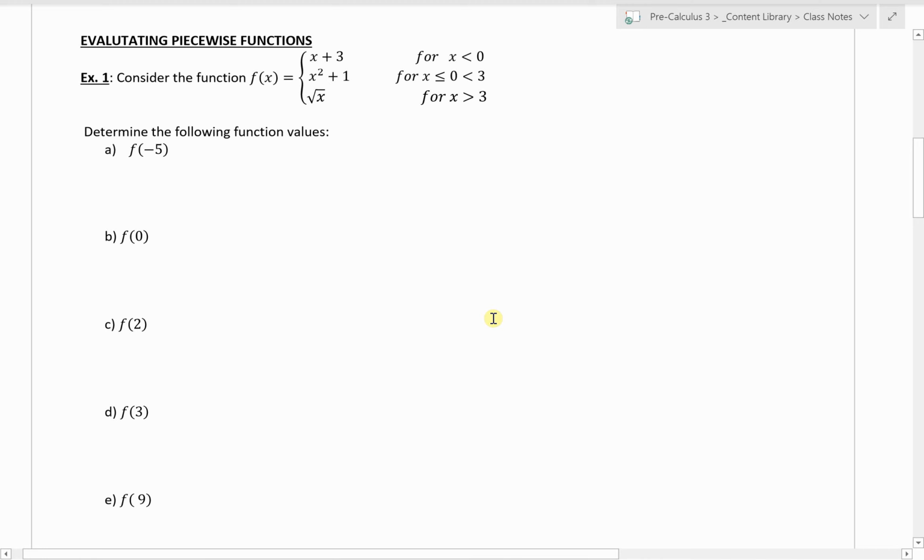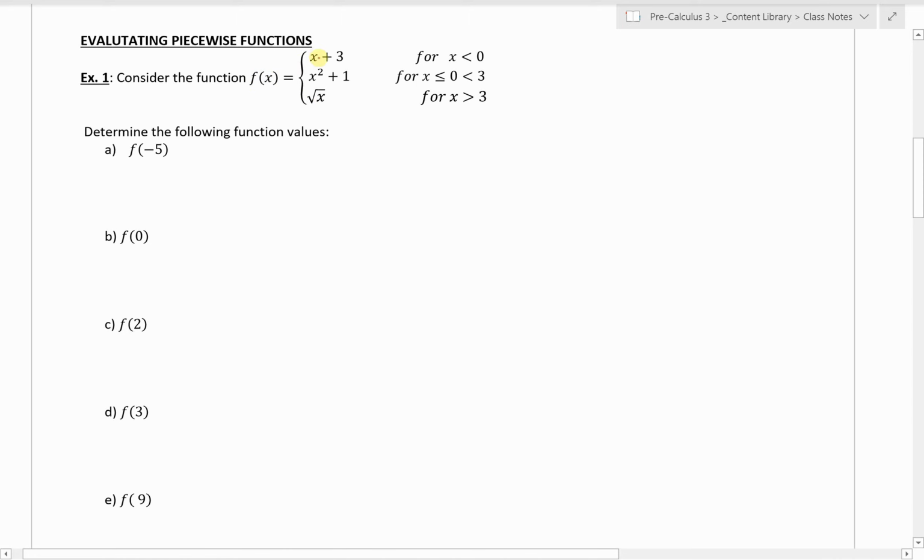Okay, now that we have some understanding of what a piecewise function is, let's take an example of one and learn how we can evaluate function values in a piecewise function. So here's a piecewise function. Here's the function f of x. It's defined into three pieces.